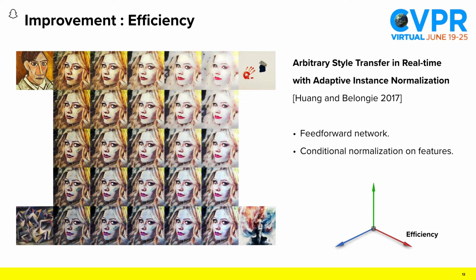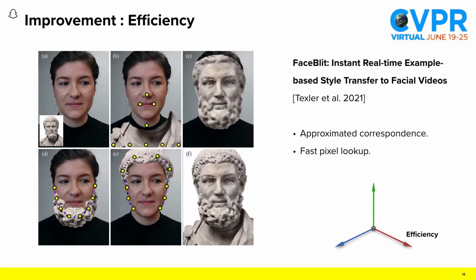To improve the speed, this AdaIN method uses conditional normalization to apply the style with a single feed-forward network on arbitrary styles. And more recently, we have a paper that does instant face stylization with approximated facial correspondence and fast pixel lookup.